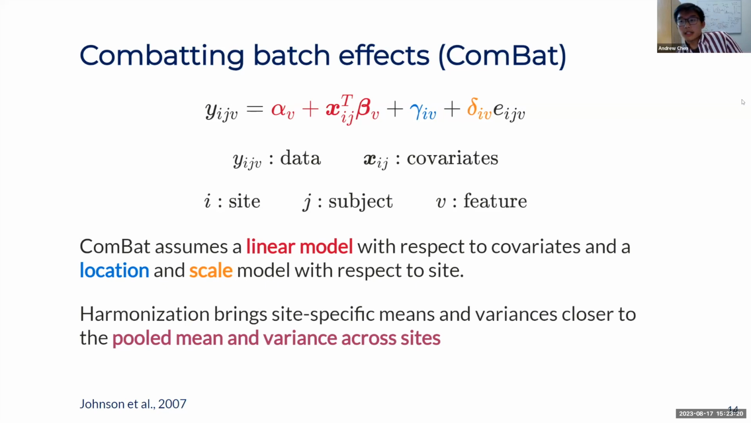And the goal of harmonization here is just to bring the site-specific means and variances closer to the pooled mean and variance across sites. So that's our target. Just by looking across the whole population, we look at the mean and variance. That's the target that ComBat has. Now, of course, you can define other targets depending on your study design.